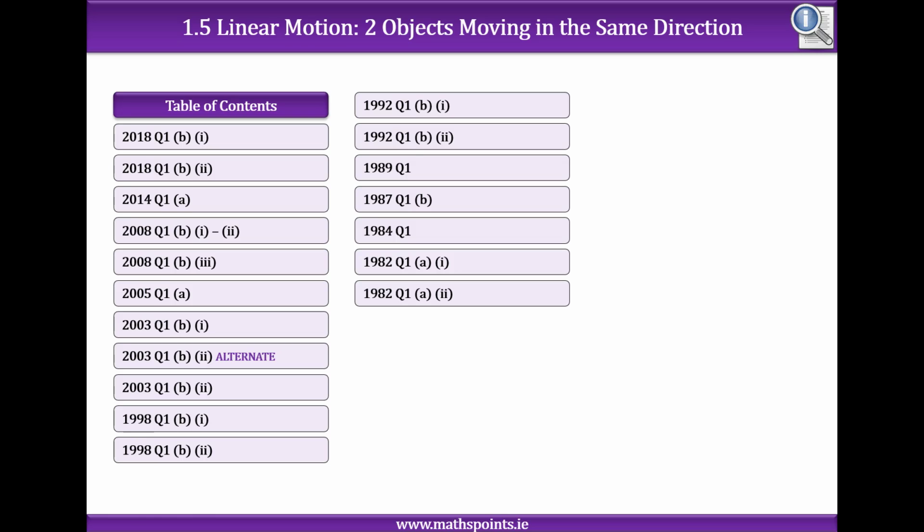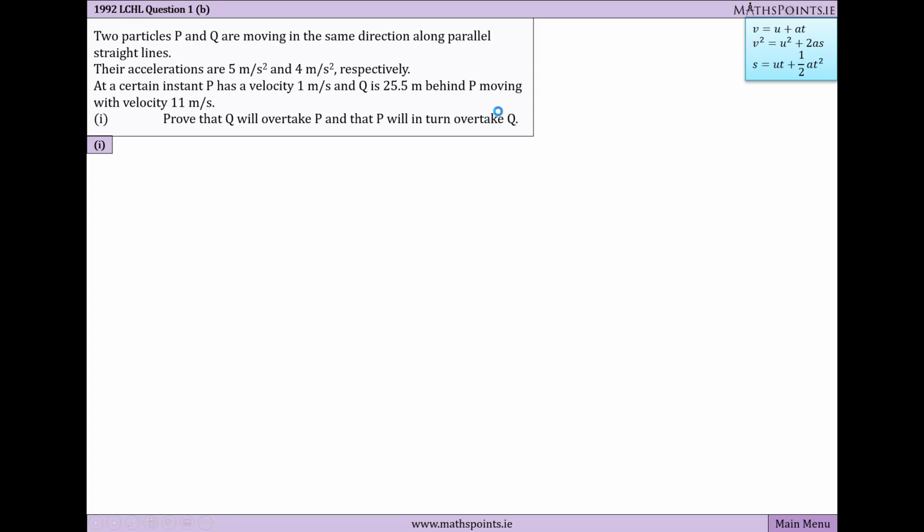So we're going to have a look at this 1992 linear motion question. It's question 1b, and it says the two particles P and Q are moving in the same direction along parallel straight lines. Their accelerations are 5 meters per second squared and 4 meters per second squared respectively. At a certain instant, P has a velocity of 1 meter per second and Q is 25.5 meters behind, moving with a velocity of 11 meters per second.